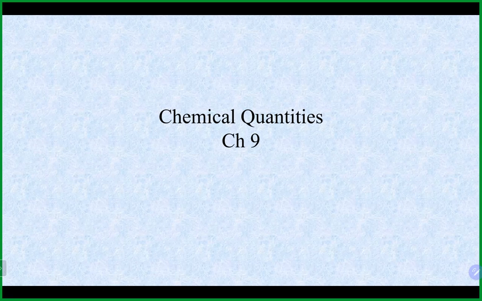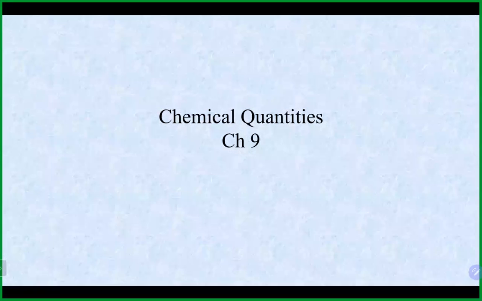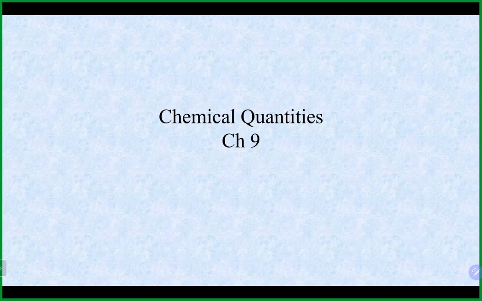Okay, we're going to continue on here to chapter 9. In this chapter, we're going to talk about a really important calculation, referred to as stoichiometry. It puts together some of the topics from the previous chapters, more specifically the grams and the moles and the molar mass and our equations and balancing equations.